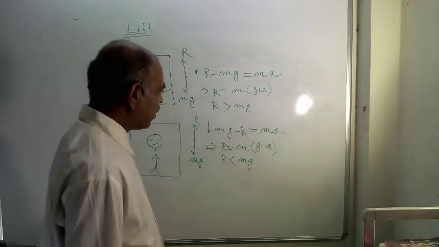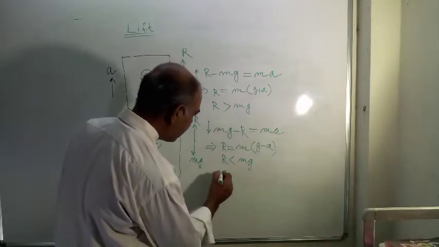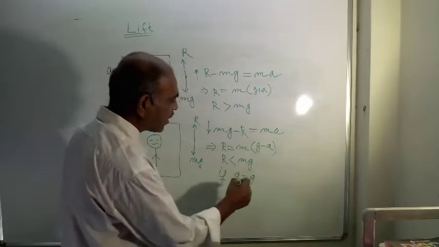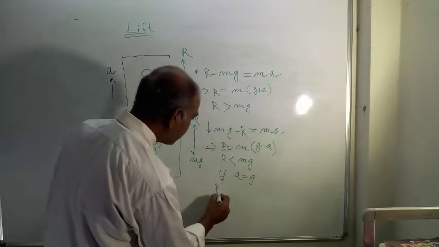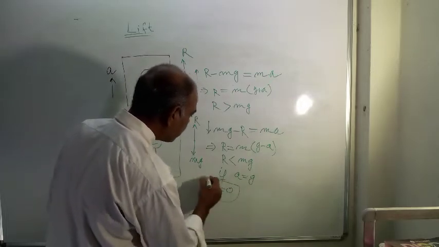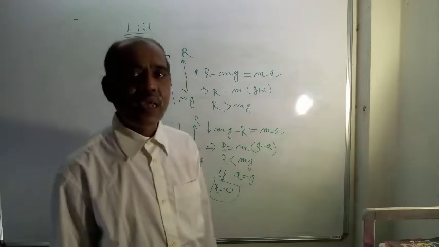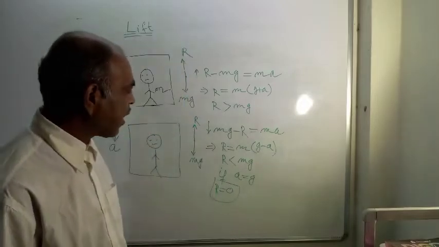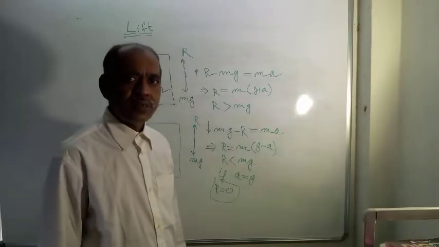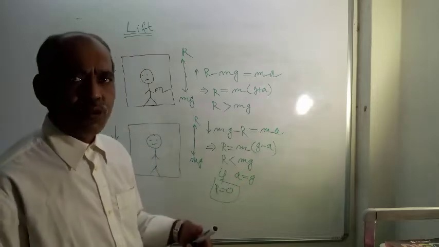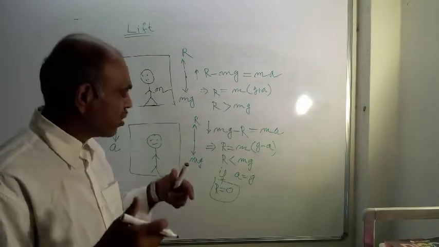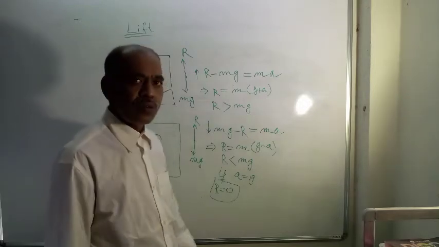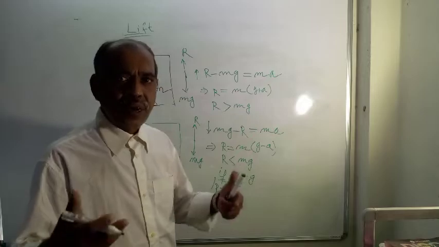And if A is equal to g, if this be the case, then in that case R will be equal to 0. The man will not feel any weight. The man will feel weightless in this case. If the acceleration of the lift, or the acceleration of the man, is equal to small g, then in that case the reaction will be 0. So the man will feel weightless.